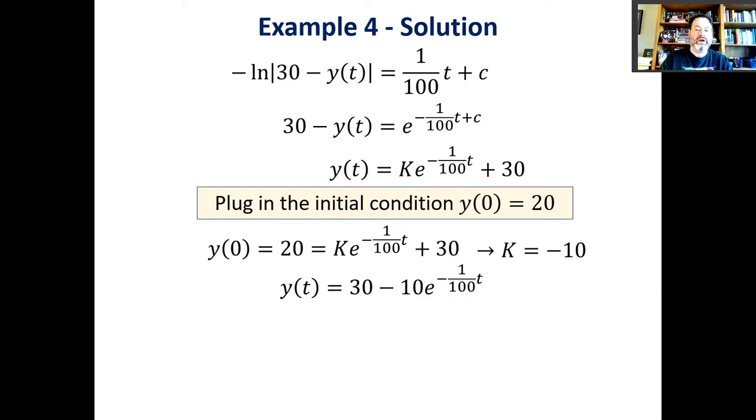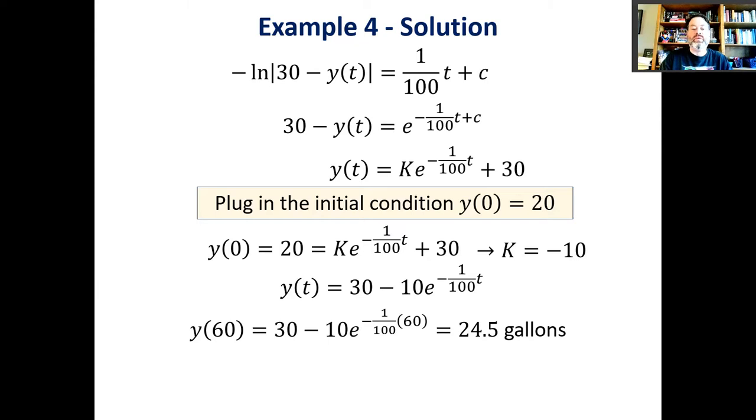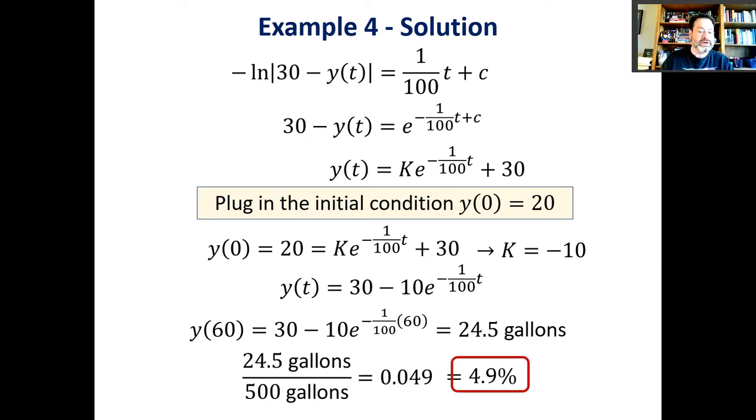That would solve it if we were just stopping there. That'd be the equation for how much alcohol at a given time. But we want to know how much is left after 60 minutes. So we plug in y of 60, and you get 24.5 gallons of alcohol. But the question isn't asking for how much alcohol. The question is asking what's the alcohol percentage. So we have to divide this by 500 to get 4.9%.